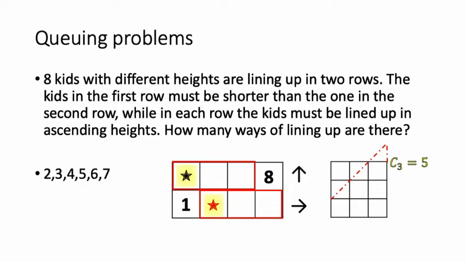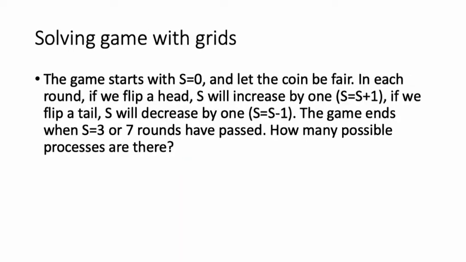So lastly, we'll get a bit away from Catalan numbers and we'll talk about how we will use this concept to play games. So the game starts with s equals 0 and let the coin be fair. In each round, if we flip a head, then s will increase by 1. If we flip a tail, then s will decrease by 1. The game ends either when s equals 3, which means that you'll get 3 points, or 7 rounds have passed. So how many possible processes are there?